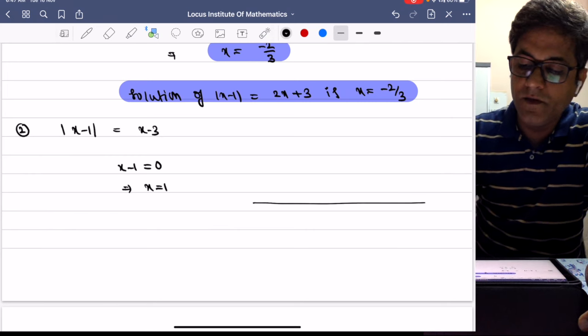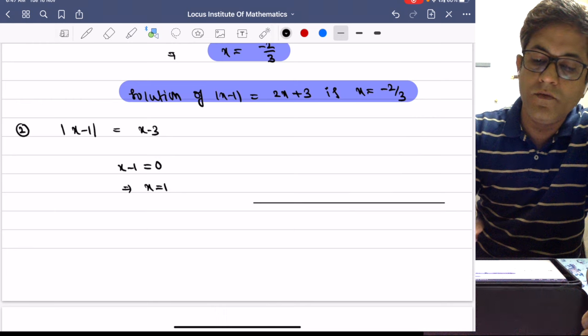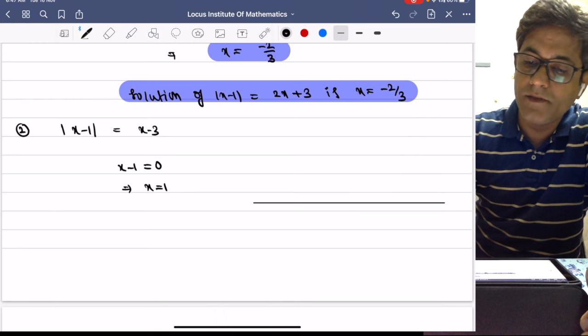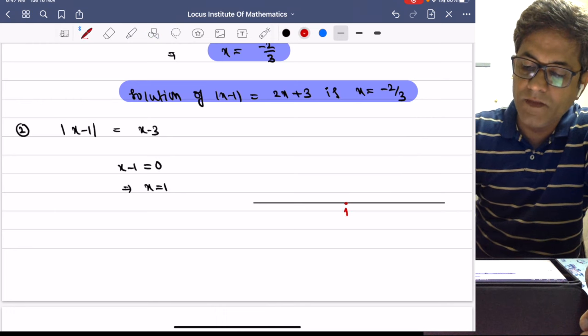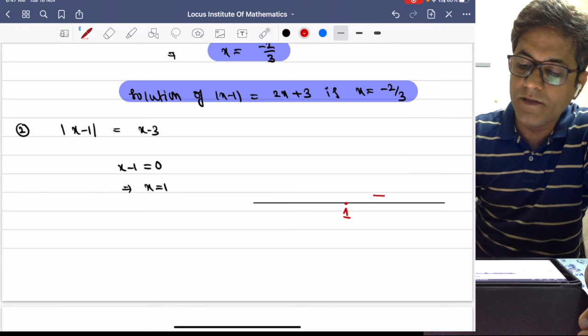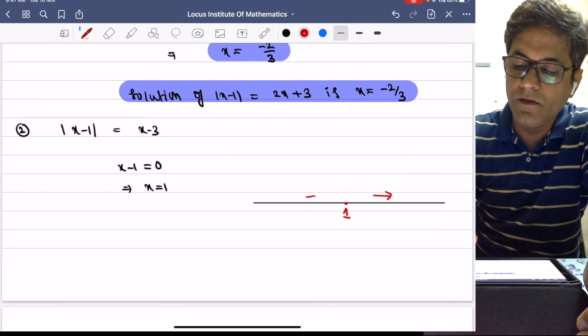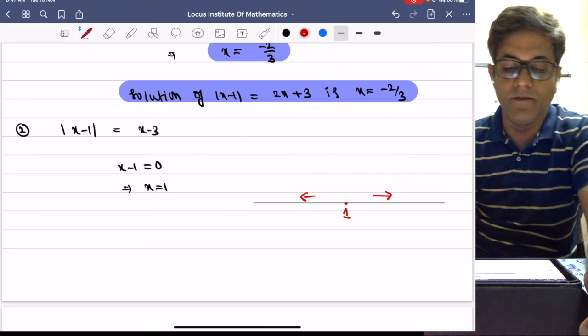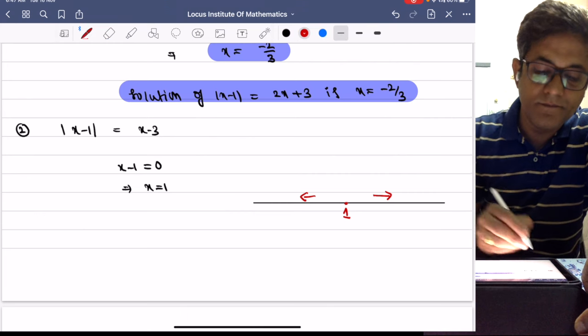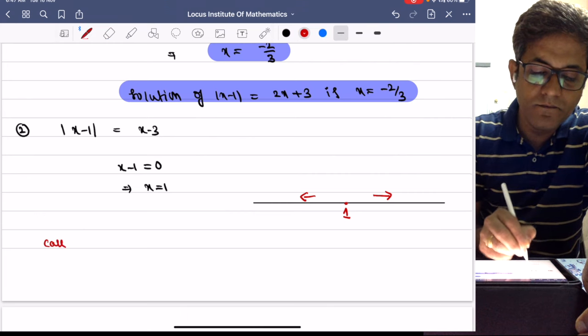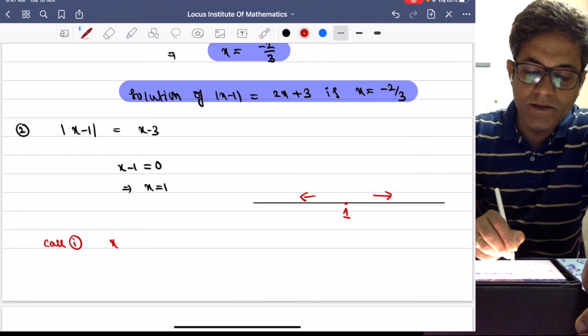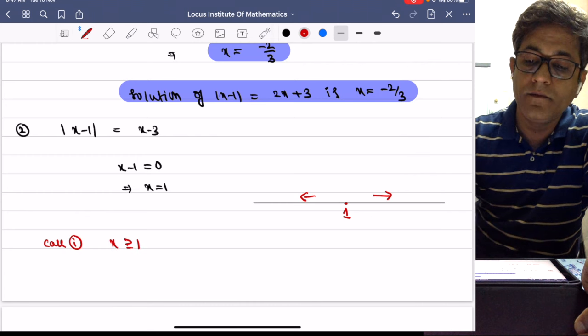So similar to the previous one, we divide into two different cases. This is 1. You divide it into two different cases. One is x is greater than or equal to 1 and another one is x is less than 1. First, case 1 is x is greater than or equal to 1.